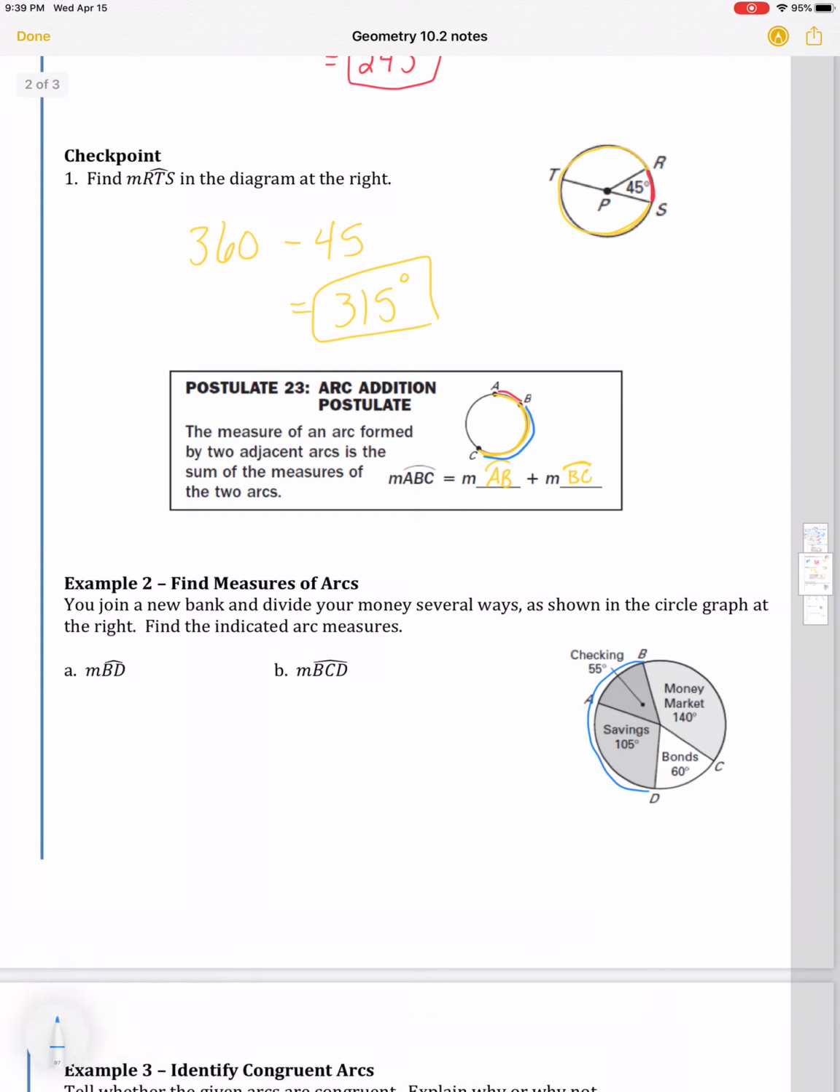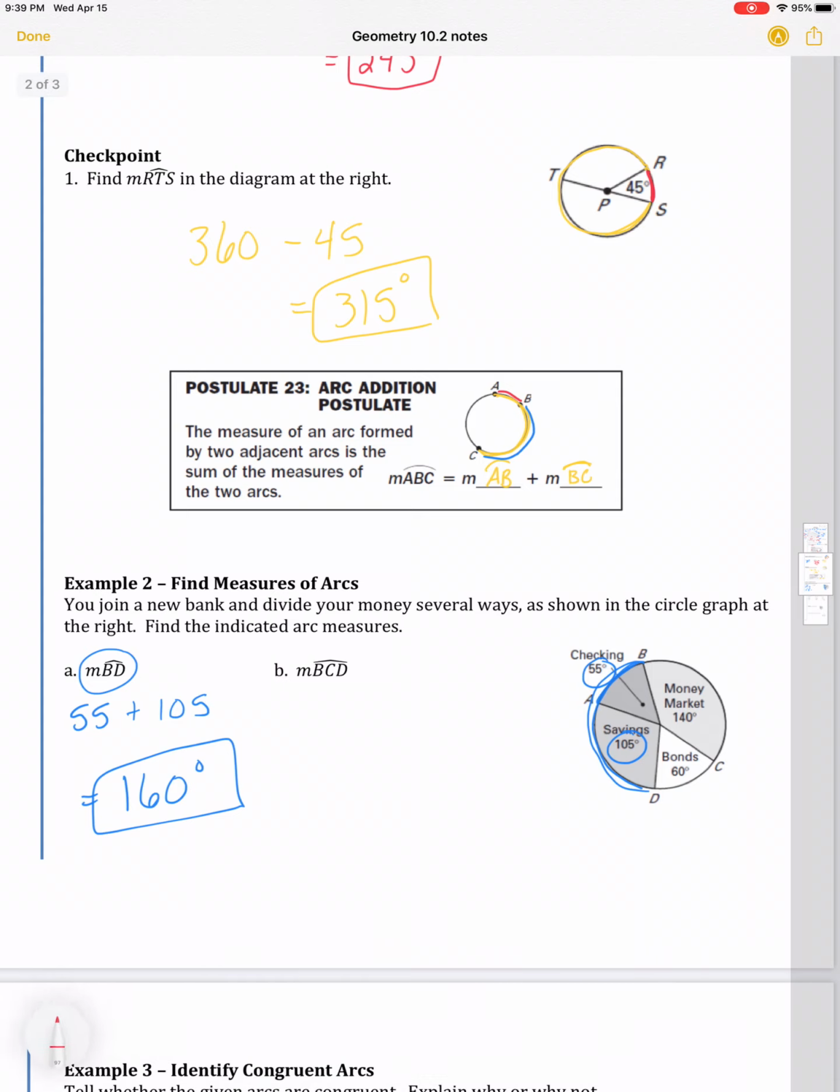So to find the measure of arc BD, we need to know this distance. There are two parts that make that up, 55 degrees and 105 degrees. So we're going to do 55 plus 105. This is going to be 160 degrees. Notice, two letters, less than 180.